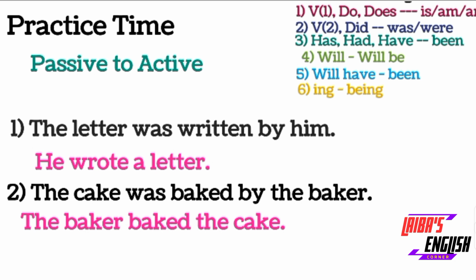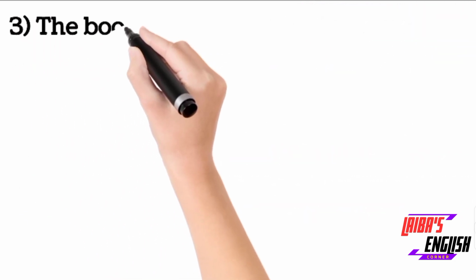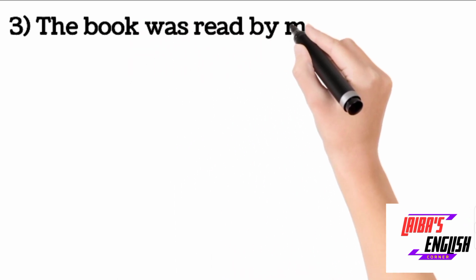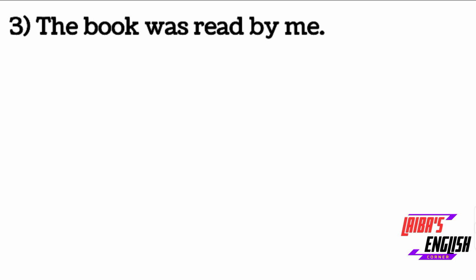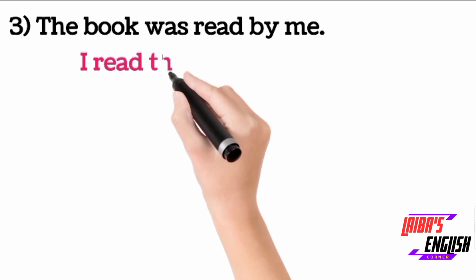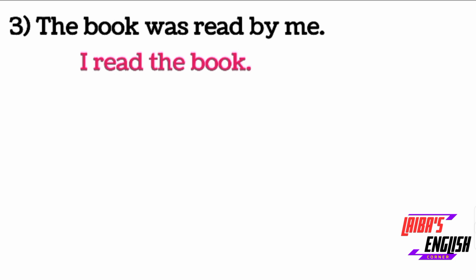Third example is, the book was read by me. I already told you that when in a passive you are using the helping verb was, you are clear with it that it is a past tense. Me will change into I. Remove by, so the sentence will be, I read the book.